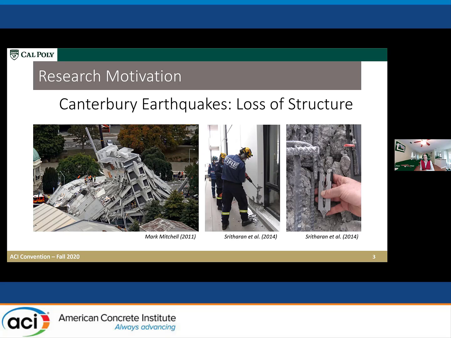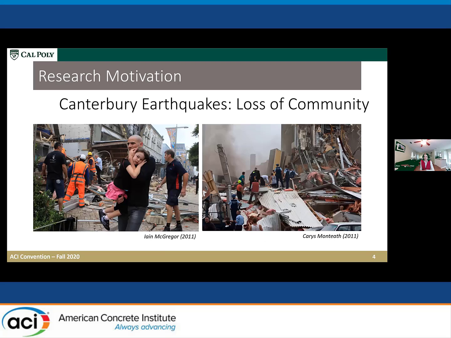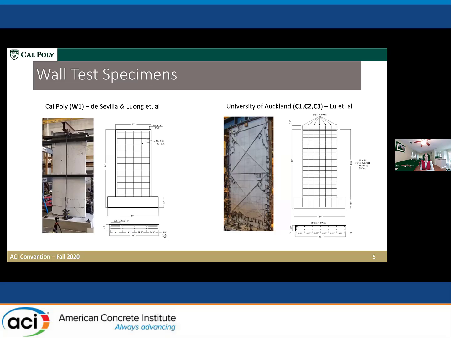The concern here isn't just with loss of structure that we see in these images, but also with the loss of community. So this is something very important to us. We actually started at Cal Poly in the spring of 2019, doing a large-scale test of a lightly reinforced concrete wall in which the longitudinal and transverse reinforcement ratios were very low. There were no boundary elements in these walls in the traditional sense with any sort of confinement.